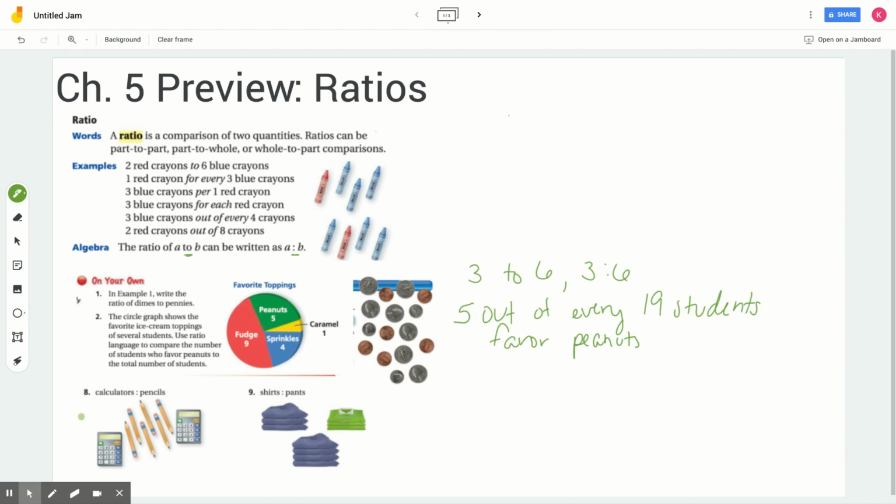Now, if we look at number 8, calculators to pencils. So 2 to 6. So 2 calculators to every 6 pencils, or 2 to 6. Now go ahead and give number 9 a try. If you said there are 3 shirts to every 7 pairs of pants, you are correct.